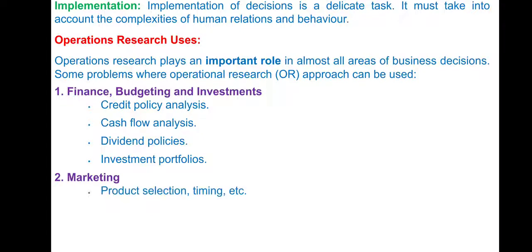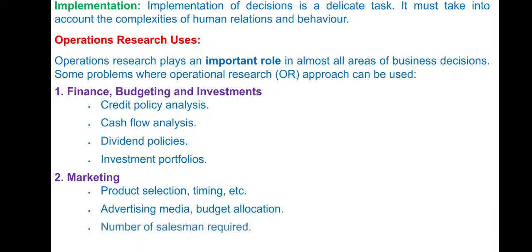Marketing: product selection, where to select, what to select, timing. Advertising, media and budget allocation in marketing areas. Number of salesmen required with minimum work and maximum benefits, selection of product mix. Purchasing and procurement: optimal buying and reordering, how much you can buy, how much benefit you will get if you buy, how much will be required, how much you can reorder, replacement policies.